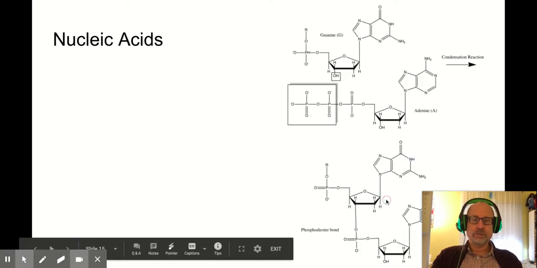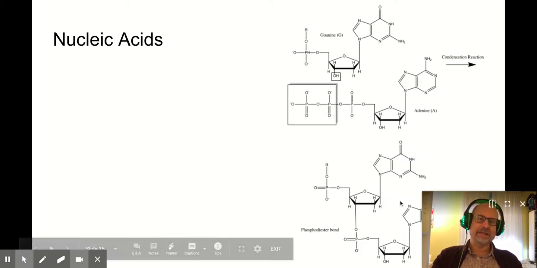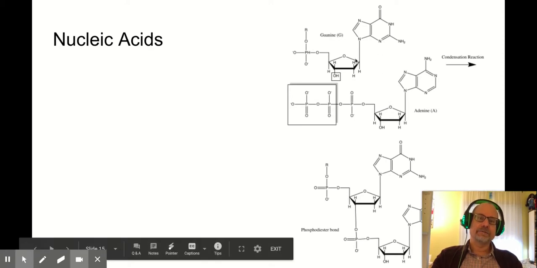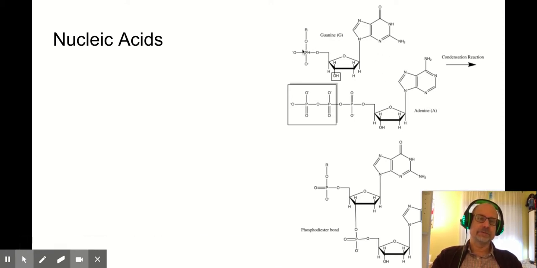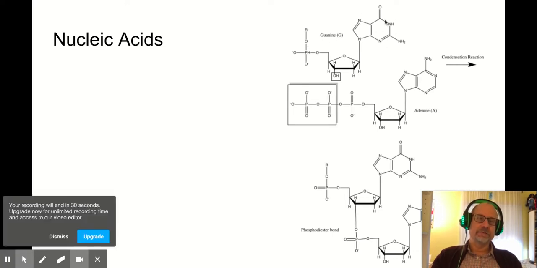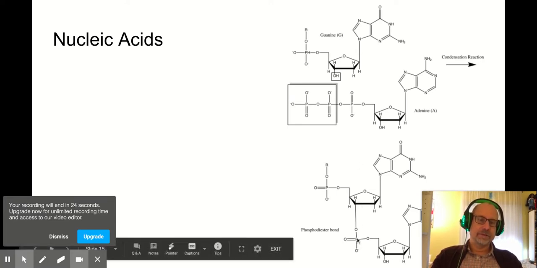Now, the way that works if you put them together is like this, where here's the sugar, here's the phosphate group, here's the actual information, the base. And then when you string them together, you are linking the phosphate group to the next sugar, which is linked to the next phosphate group, which will be linked to the next sugar.